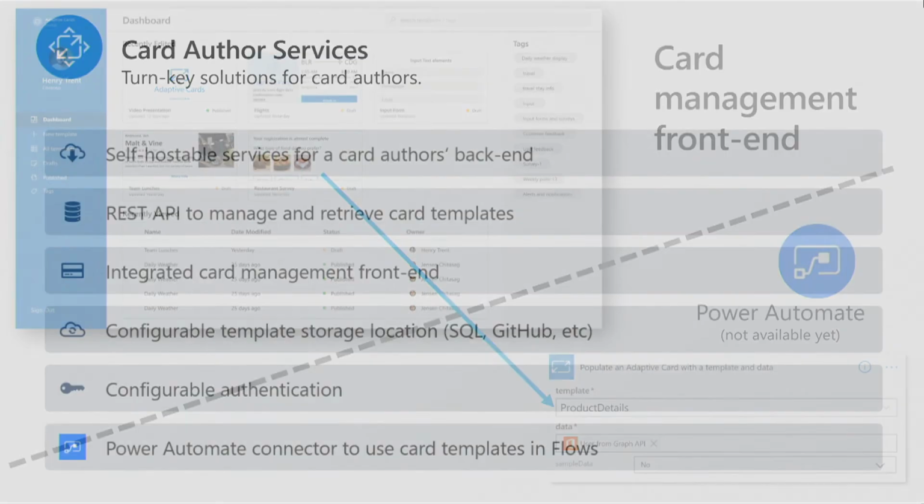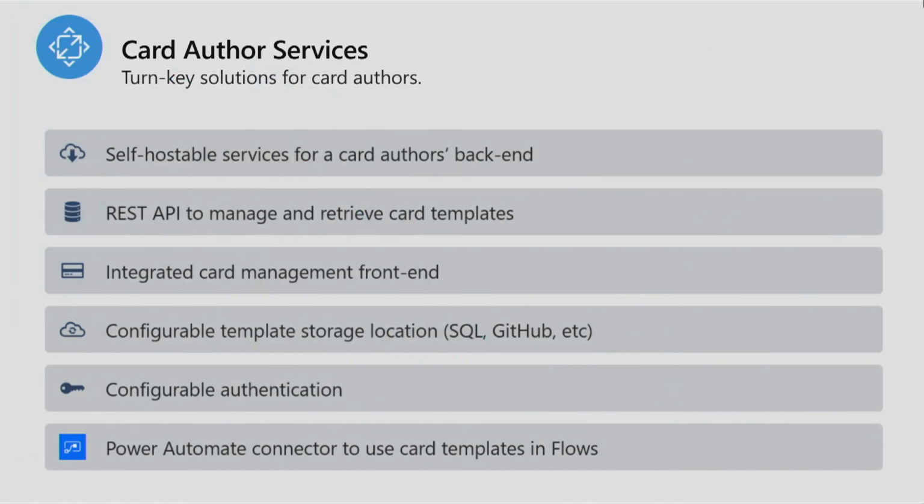So the summary of card author services is we're really positioning it as turnkey solutions for card authors. It will be self-hostable. So I showed you our version of the website that we have deployed for Microsoft, but you would deploy this and host this on your own. There's a REST API to manage the templates, the integrated front end that you saw. It has configurable storage, so you can store the templates in SQL, GitHub, a SharePoint list, OneDrive, and it has configurable authentication with whatever authentication provider you happen to use. And as mentioned, a Power Automate connector, so you can just automatically use these templates from within your flows.